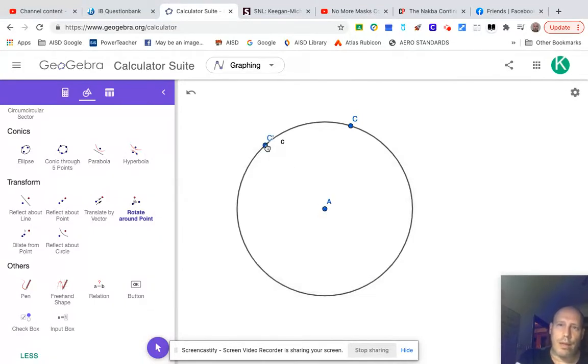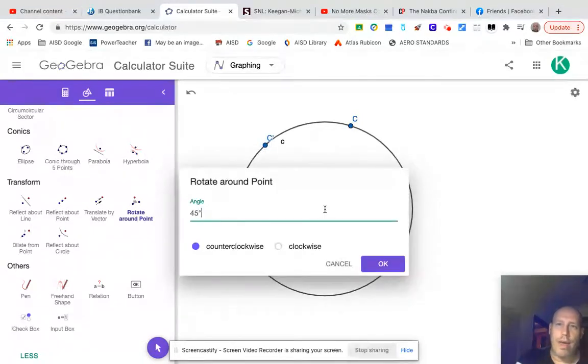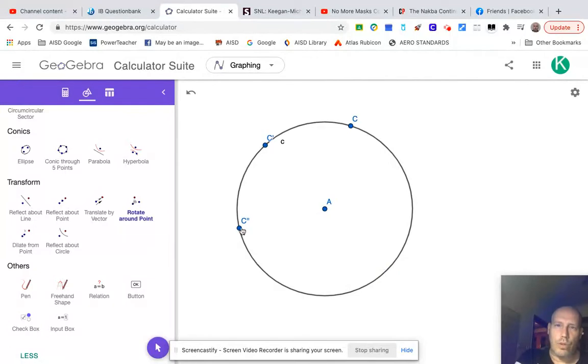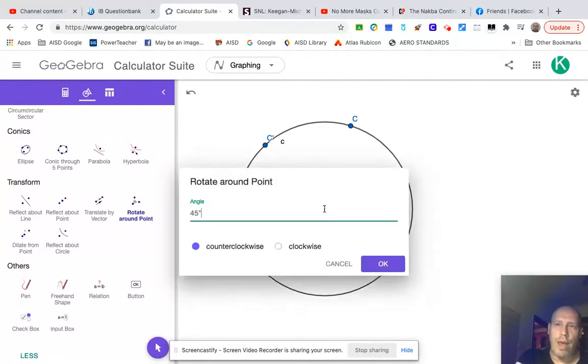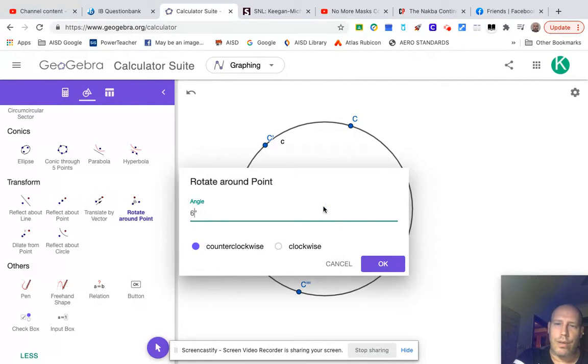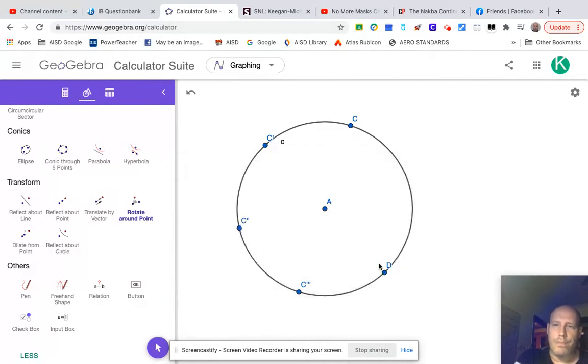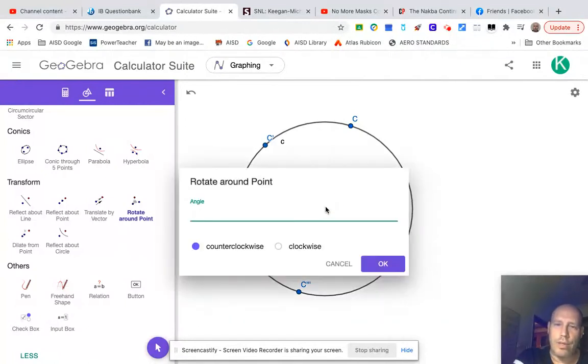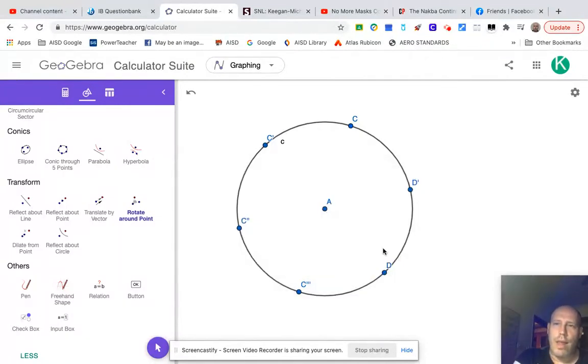Let's do that again. Rotate C about A, 60 degrees. Let's do it again. Let's do it again. I think we could do it one more time. Rotate D about A, 60 degrees. And I think we got it.